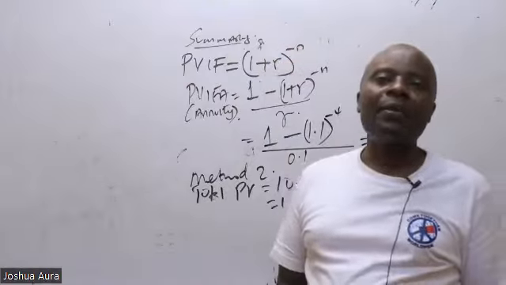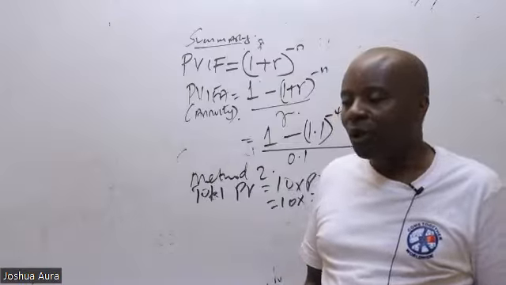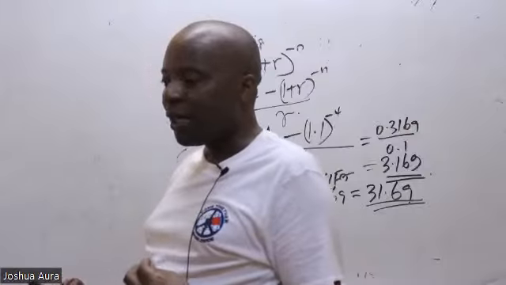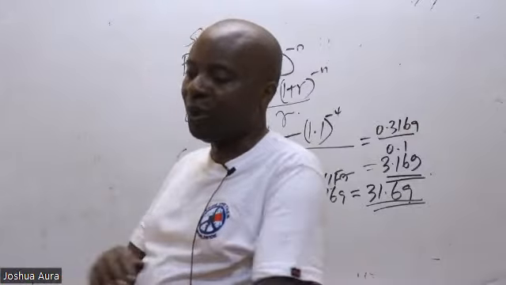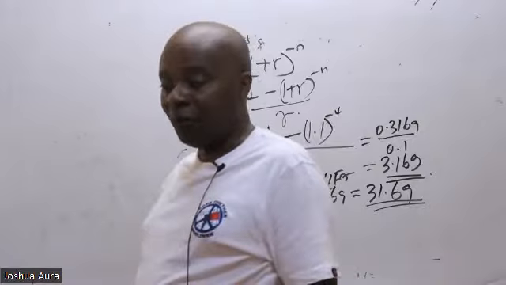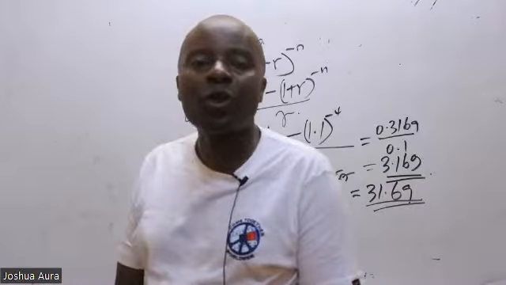And if they're the same, could you kindly tell me which method do you think we should be using for annuities? The first one or the second one? PV_FA, isn't it? PV_FA, yes. Second method always.